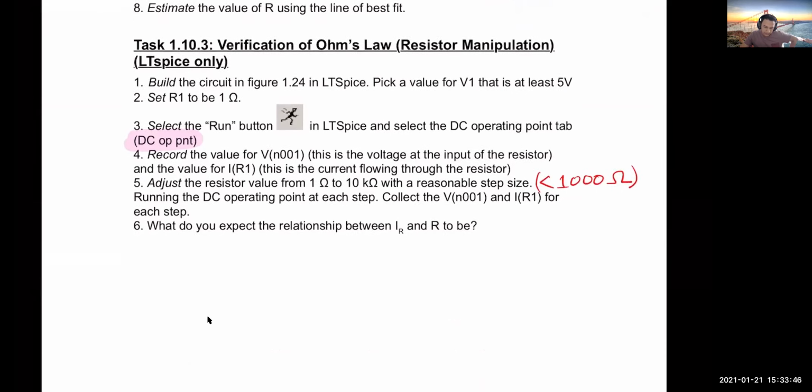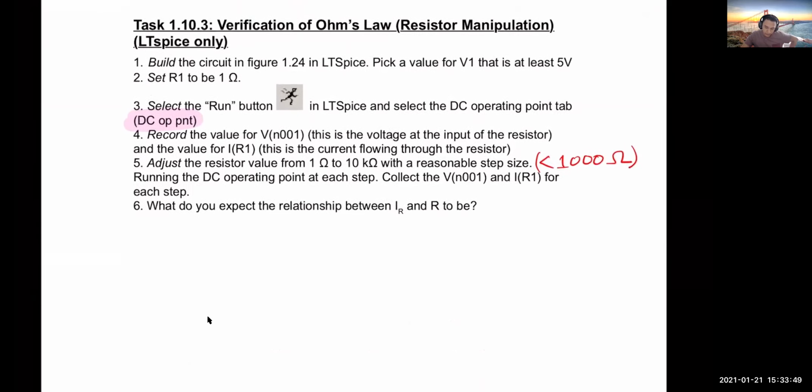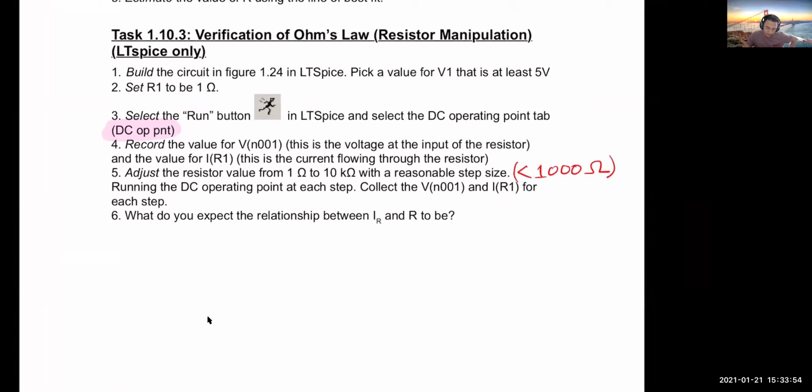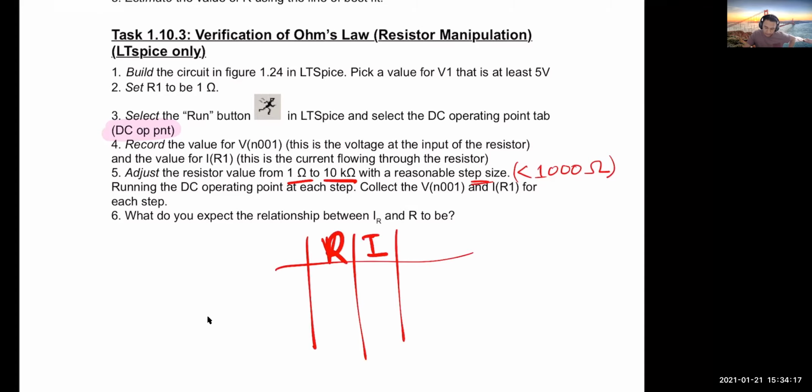So in task 3, we're going to do the opposite exercise. Instead of changing the voltage, you're going to change the resistance from 1 ohm to 10 kilo ohms, and just make sure your step size is reasonable. I say at most, 1,000 ohms step size. And then again, you're going to do the same thing. You're going to measure the current for each resistance, record the voltage and the current.